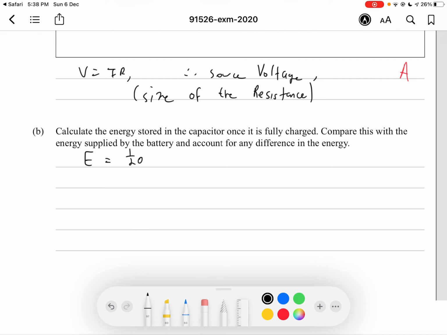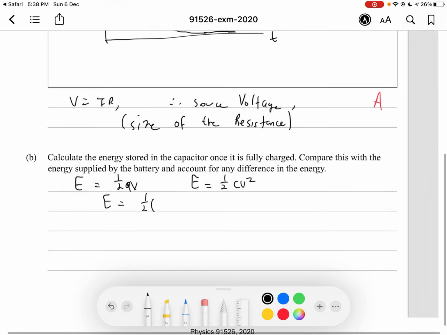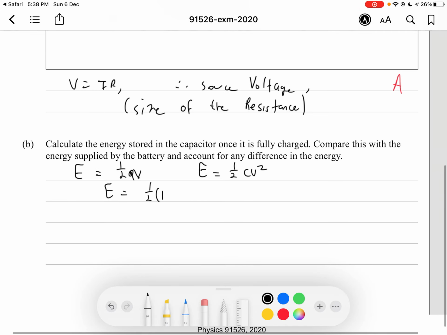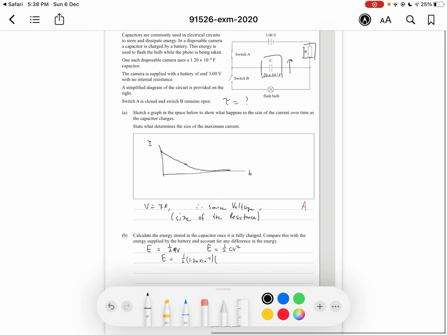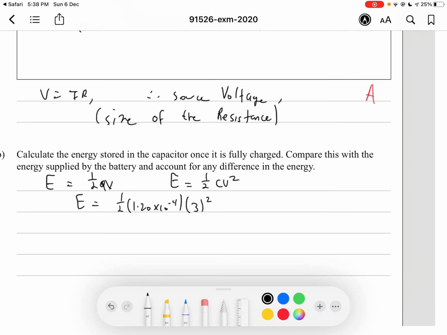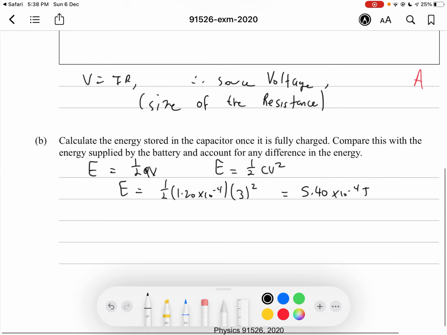Alright, so we know that the energy stored in the capacitor is half Q times V. Or we can just rearrange this, and we can also say that E equals half CV squared. So therefore, E equals 1/2 times the capacitance, which is 1.20 times 10 to the power negative 4, times the voltage squared. So the voltage is equal to the source, which is 3 when it's fully charged. Which equals 5.40 times 10 to the power negative 4 joules.